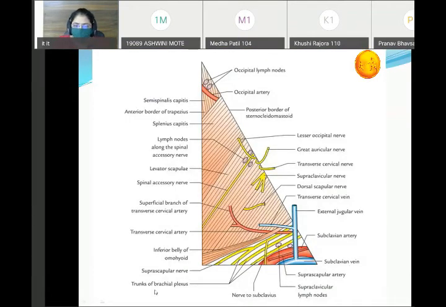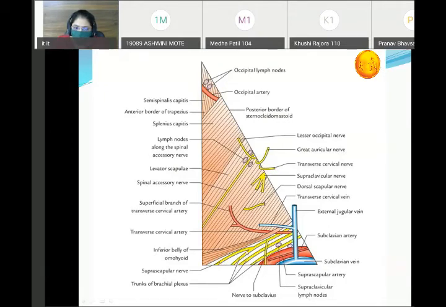See here, this is the dorsal scapular nerve which is supplying the rhomboids. It arises only from this trunk, that is C5. Then here you can see this is the nerve to subclavius, which supplies the subclavius muscle.